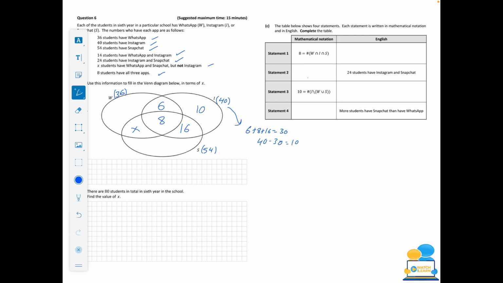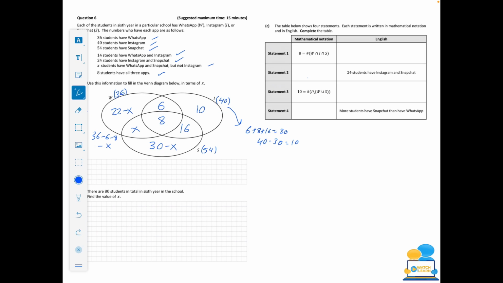Now we'll move down over to WhatsApp. So all of this circle here should add up to 36. We already have 6 plus 8 plus X people accounted for. So to find out what actually goes in here, we're going to do 36 minus 6 minus 8 minus X. So 36 minus 6 minus 8 will leave me with 22, and we still have our minus X there. And similarly for the 54 here, we're going to do 54 minus 16 minus 8 minus X. That will give me 30 minus X. So just be very careful. Writing these numbers on the outside really helps.